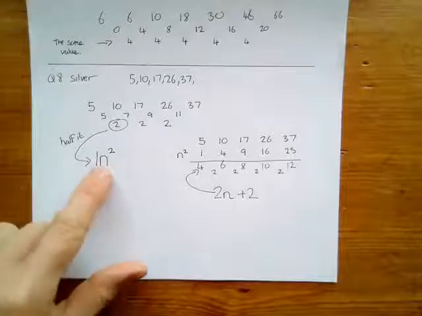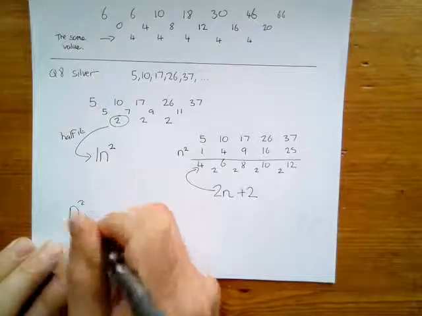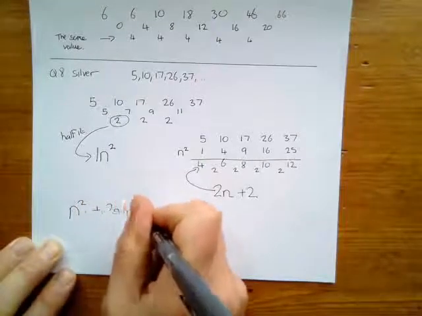And that's it. That and that make up the rule. So I'll just write it out here. The final answer then is n squared plus 2n plus 2. Done.